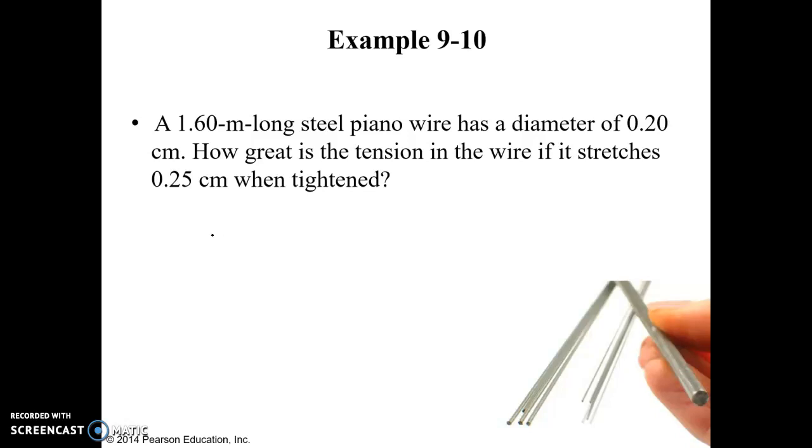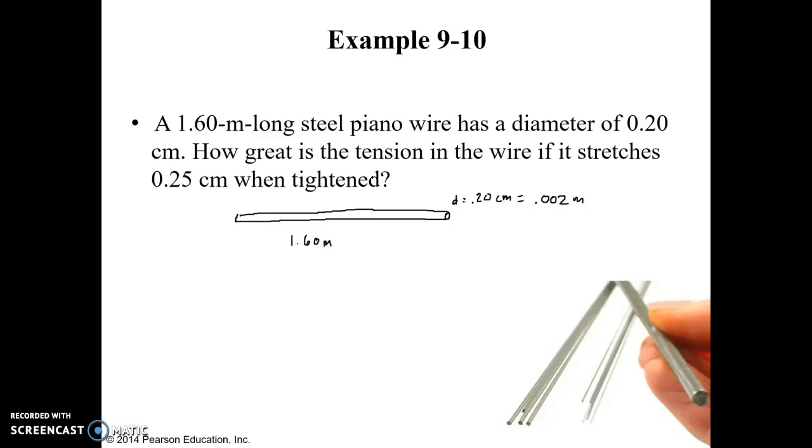We have a piano wire that is 1.60 meters long, and it has a tiny little diameter of 0.20 centimeters. Now we like to deal in meters typically. So I think the first thing I would do is convert that from centimeters to meters. So 0.2 centimeters, I'd have to move this decimal place 2. That'd be 0.002 meters. Okay, and that's the diameter.